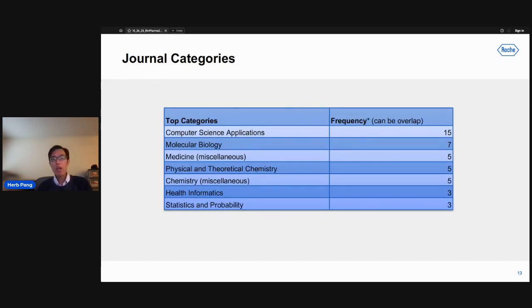In terms of journal categories, we can see that the majority of the work is tied to computer science applications, and the next highest is molecular biology. It is not surprising because we also did the search in PubMed, so medicine also came out as one of the top 3 or top 5. Physical and theoretical chemistry and chemistry miscellaneous were also identified. We also see health informatics and statistics and probability among the journal categories.